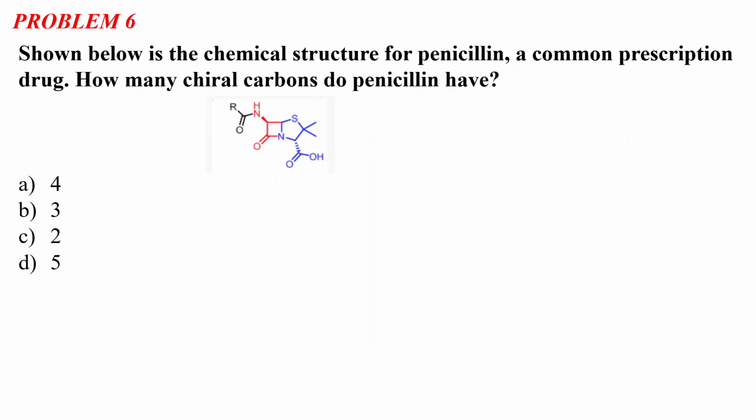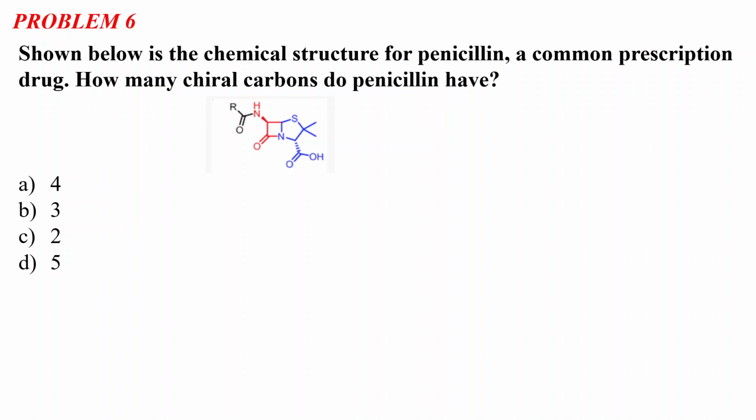Problem number 6 says: shown below is the chemical compound for penicillin, a common prescription drug. How many chiral carbons does penicillin have? This is the representation of the penicillin molecule, and you have to find out how many chiral carbons are present in it. The options are A, 4; B, 3; C, 2; and D, 5. Find out how many chiral carbons are present in penicillin. And penicillin is a certain kind of drug.